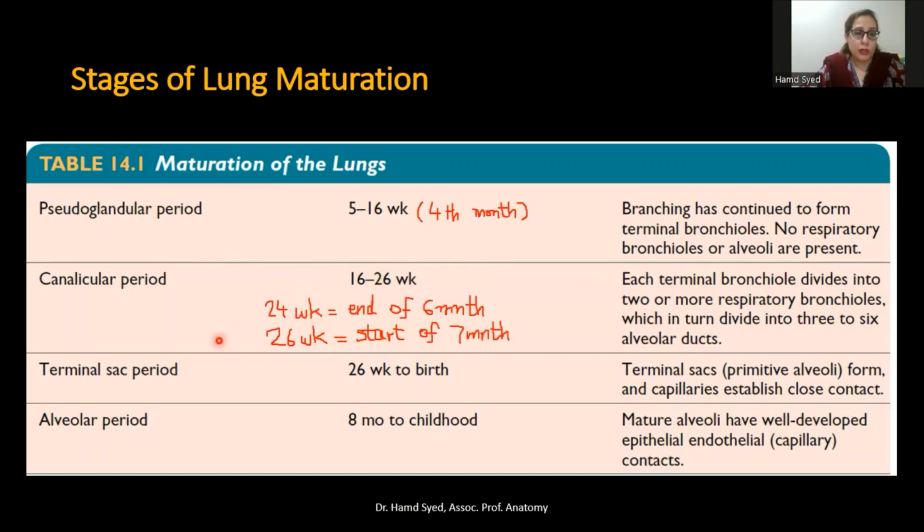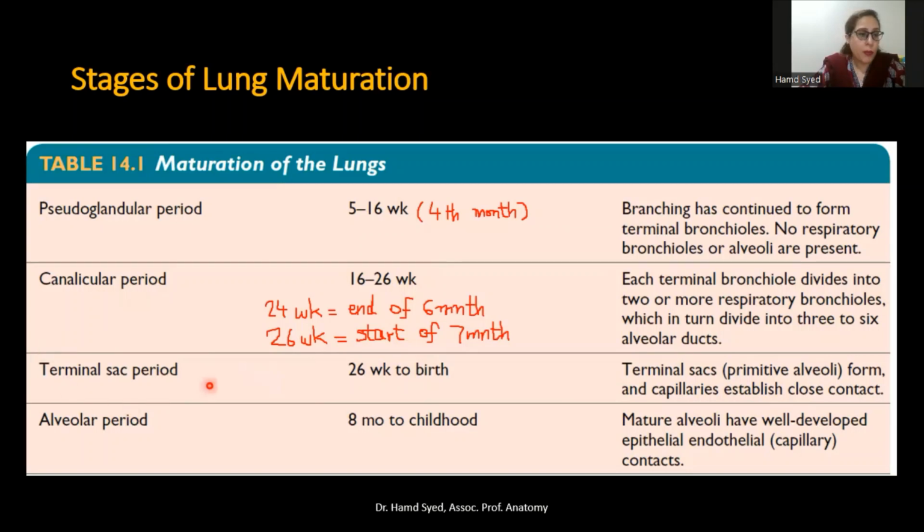Then comes the terminal sac period. Now, the terminal sac period is from this 26th week of intrauterine life till birth. This is the time when primitive alveoli have appeared. So they're also known as the terminal sacs, and also the capillaries have established close contact with the epithelium. So in this time period, if the fetus is born, the fetus would be able to survive.